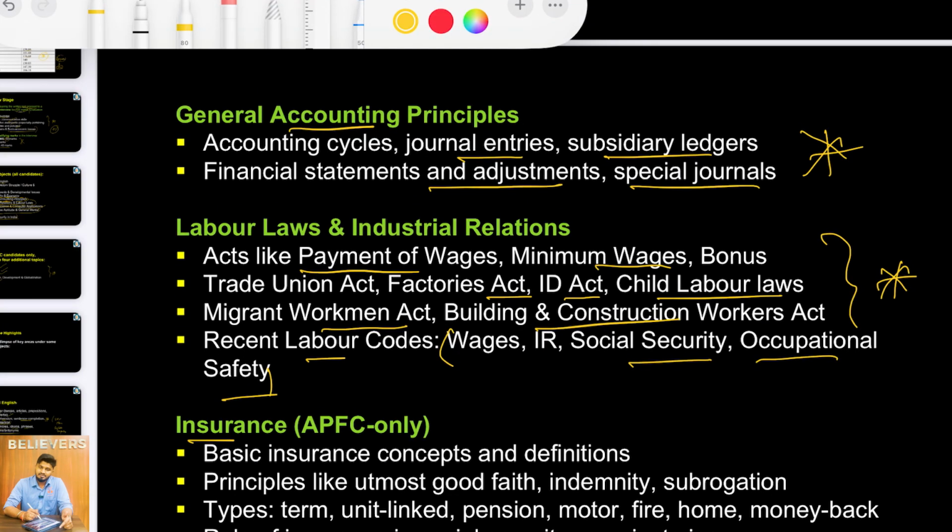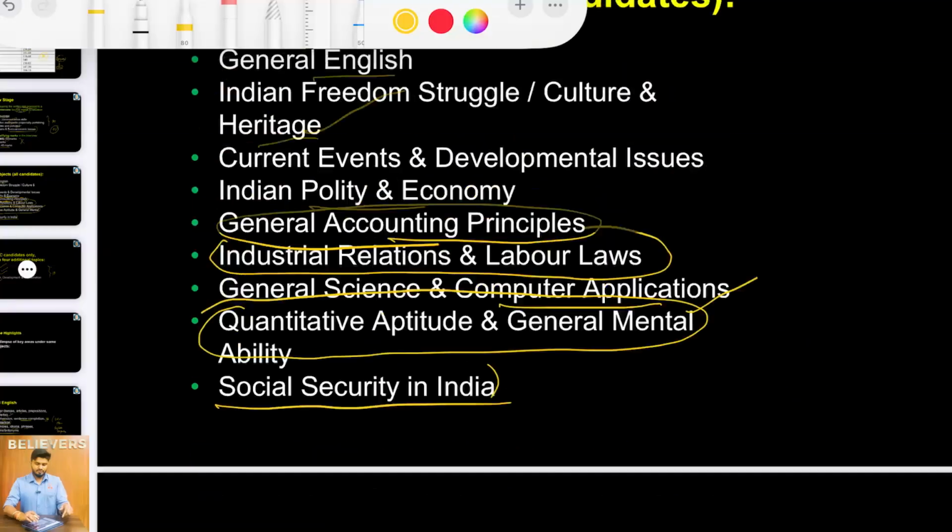Next is insurance, which is only for APFC. That is basic insurance concepts and definitions, principles like utmost good faith, indemnity, subrogation, etc. And types like term, unit linked, pension, motor, fire, home, money back, etc. And the role of insurance in social security versus private insurance. All these things are going to be very important.